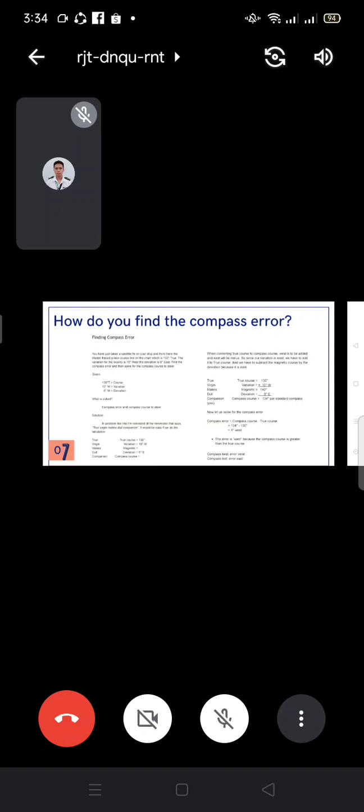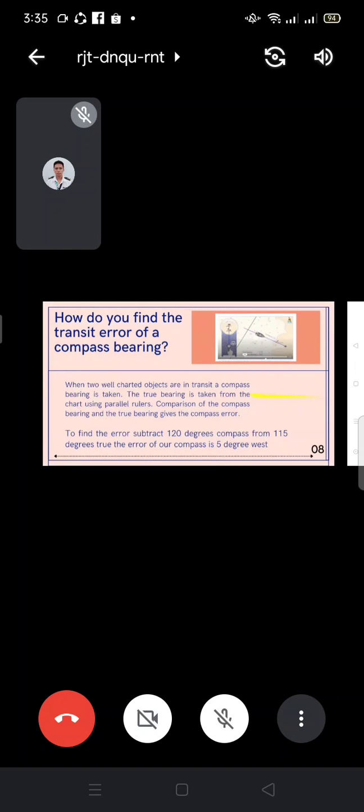So let us now solve the compass error. Compass error equals compass course minus true course. So 134 minus 130 degrees equals 4 degrees west. The error is west because the compass course is greater than the true course. So always remember: compass best, error west; compass least, error east.